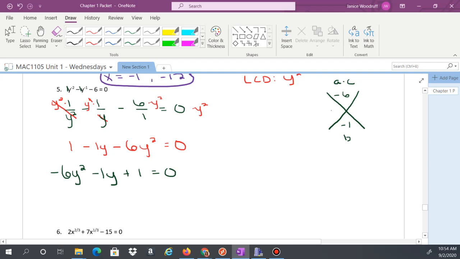Well, yeah, 3 and 2. Is it 3 minus 2 or 2 minus 3? No, +2, minus 3. All right, so then you're going to split the middle term into a +2y and a -3y. And you bring down the first term and the last term.